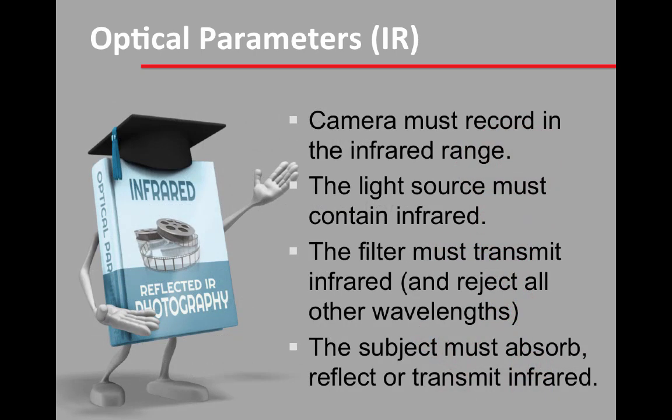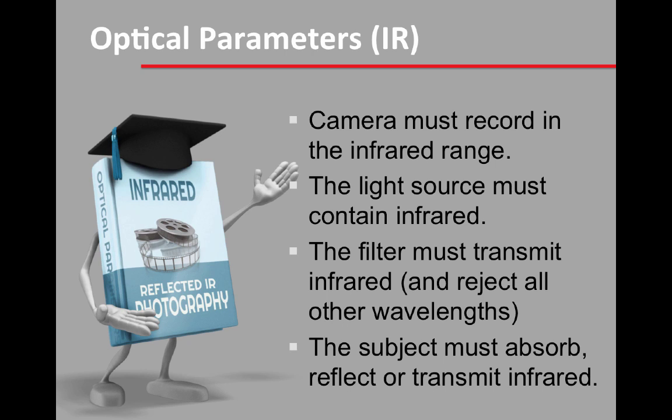So let's put those four rather, I guess, scientific explanations of optical parameters into a more common language in photography. So first of all, the camera must record in infrared. That's the spectral sensitivity. Secondly, the light source must contain infrared. That's the spectral distribution of the light source. The filter that we use to eliminate visible light must also transmit infrared. That's the spectral transmission of the filter. And the subject must either absorb, reflect, or transmit infrared radiation.